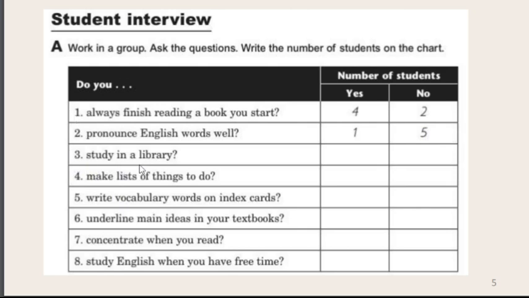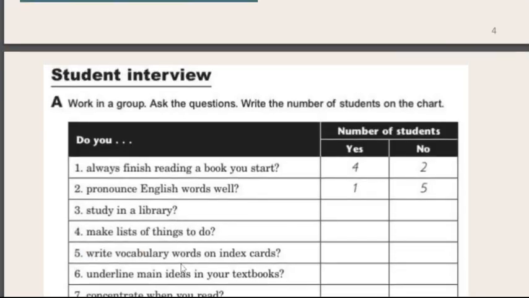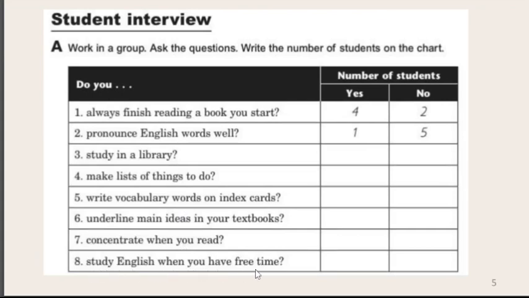Let's look at number 3. Do you study in a library? 4. Do you make lists of things to do? 5. Do you write vocabulary words on index cards? 6. Do you underline main ideas in your textbook? Number 7, do you concentrate when you read? And number 8, do you study English when you have free time?